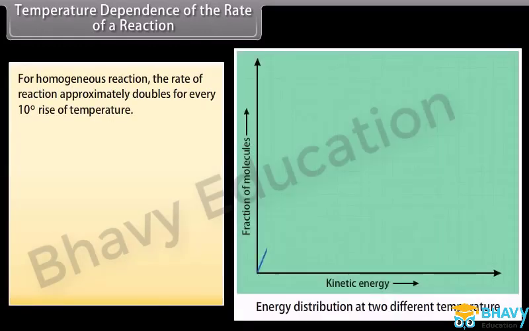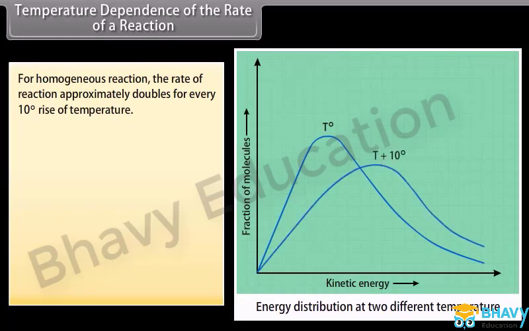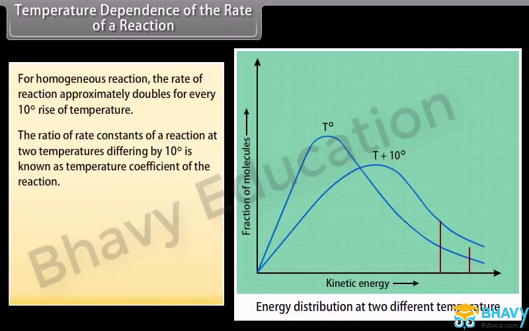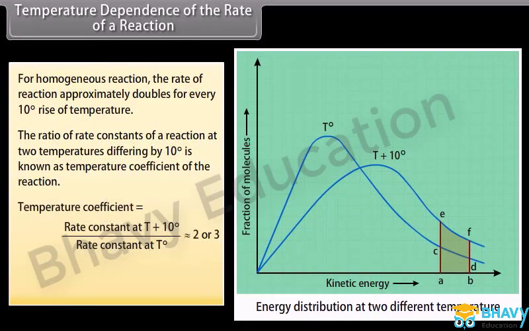Temperature dependence of the rate of a reaction. For homogeneous reaction, the rate of reaction approximately doubles for every 10-degree rise of temperature. The ratio of rate constants of a reaction at two temperatures differing by 10 degrees is known as temperature coefficient of the reaction. Value of temperature coefficient for most of the reaction is close to 2 and in some cases it approaches 3.